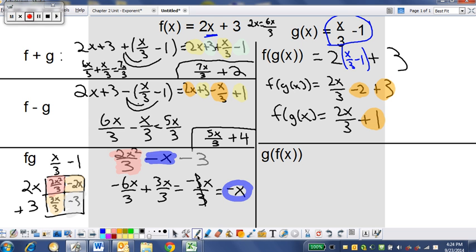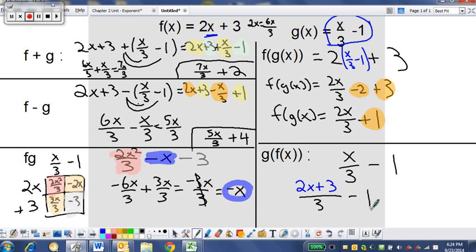Finally, g of f of x. I start with the monster expression, x over 3 minus 1. Now I'm going to replace x with 2x plus 3. So watch how I rewrite this. This is actually kind of interesting. It would be 2x plus 3 over 3 minus 1. Alright?